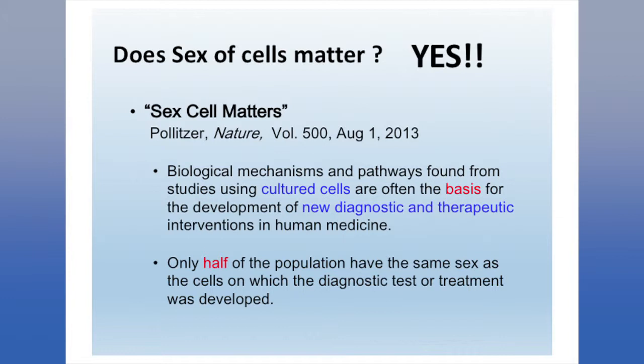So many biological mechanisms and pathways studied in the culture of cells are often the basis of the development of drugs and of diagnostic and therapeutic interventions. But if you don't know whether it's from male cells or female cells, or you don't have equal data from both sexes, you are putting many people in danger, especially women, because most of the animal studies at the next stage are done in male animals.